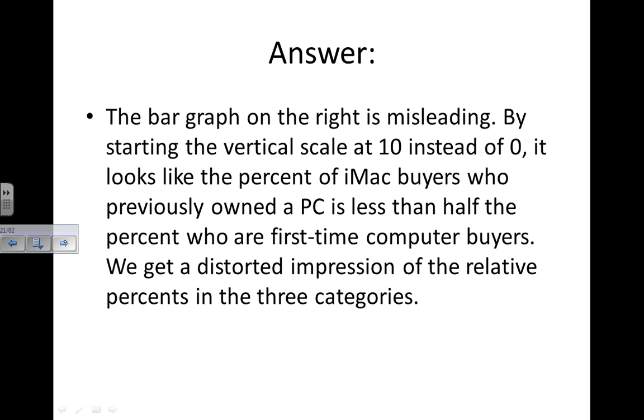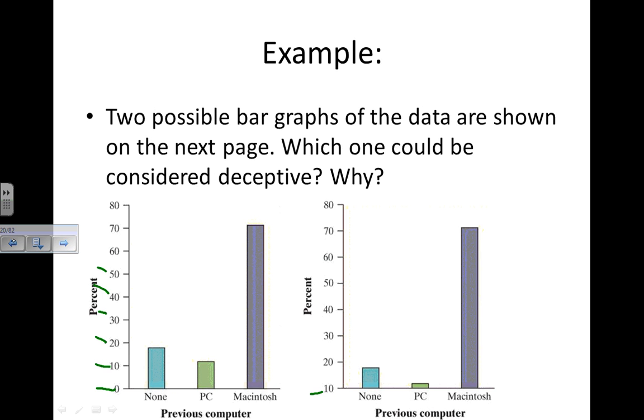By starting at 10 instead of at 0, it looks like the percent of iMac buyers who previously owned a PC is less than half the percent who are first-time computer buyers. So we get a distorted impression of the relative percents of the three categories. So here you can see if you actually brought it down, they're not as far off as it made it appear. They only show the tops.